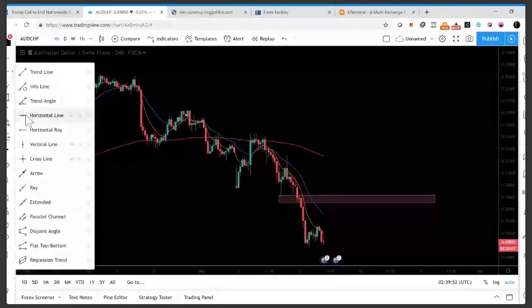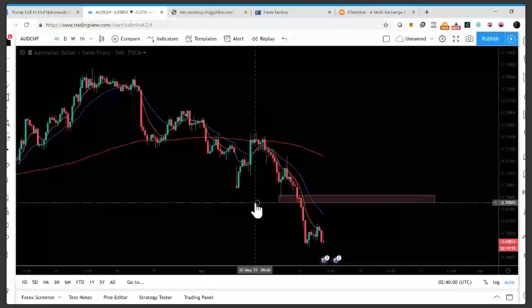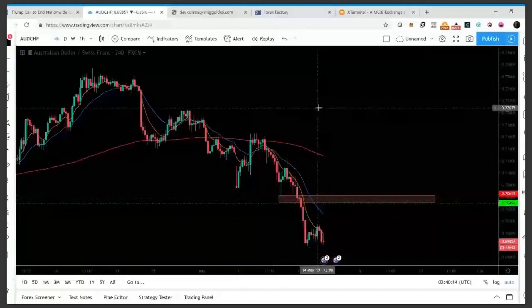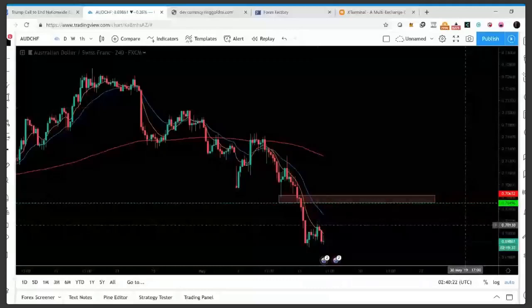And then my stop loss, let's move it out. Stop loss would be relatively right here. I'm going to change the color of the stop loss. So you can see my entry is 70.49. My stop loss is 70.65. And that's relatively about, you could say, 16 pips, give or take.